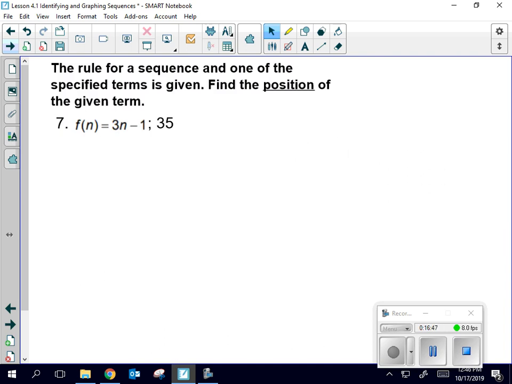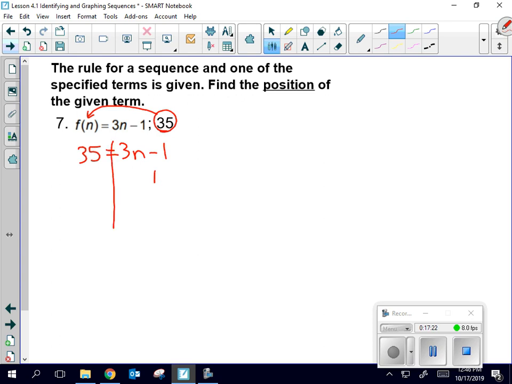All right, let's do another one. Same thing. We're given a sequence and we're given the term. We want to find the position. Is this one recursive? No, it's not. There's no f of n minus 1. So this one, you can just plug it in and go. We're going to plug in 35 for f of n because that's the term. So I want the position, I want the n when f of n is 35. So solve the equation for n. Add 1 to both sides.